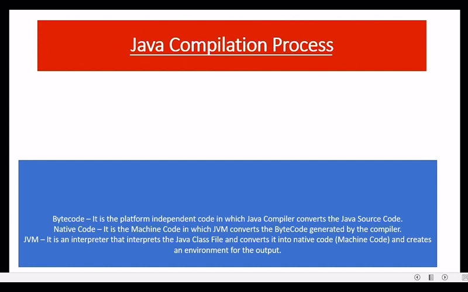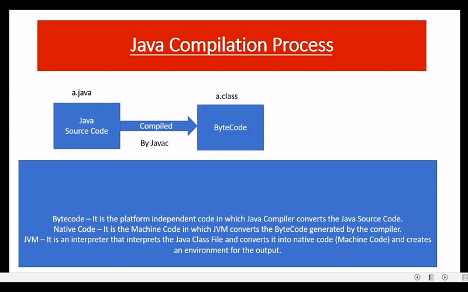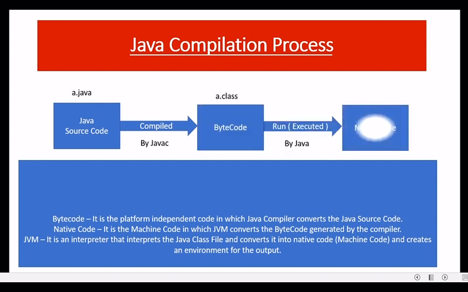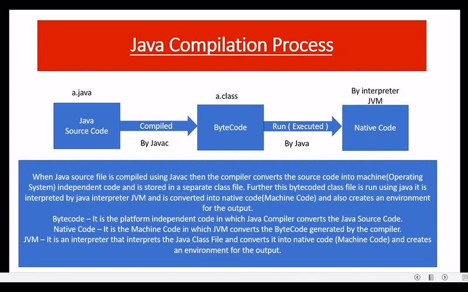After that we knew what is the Java compilation process, in which we knew different terms used in the Java compilation process, that was source code, bytecode and native code. All these definitions have been already discussed.